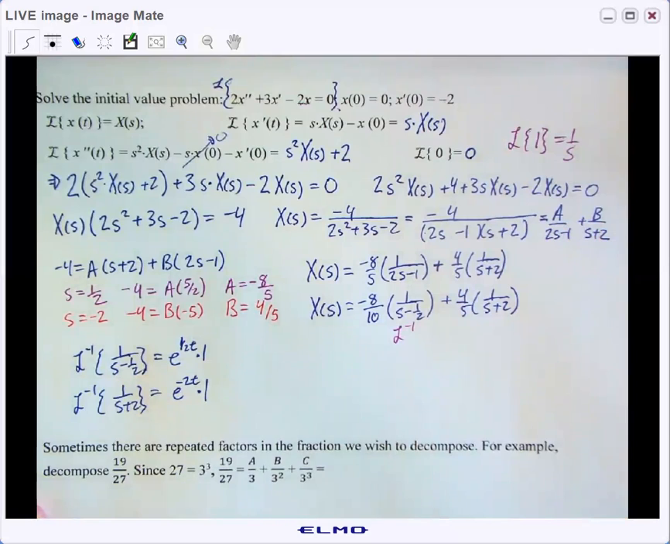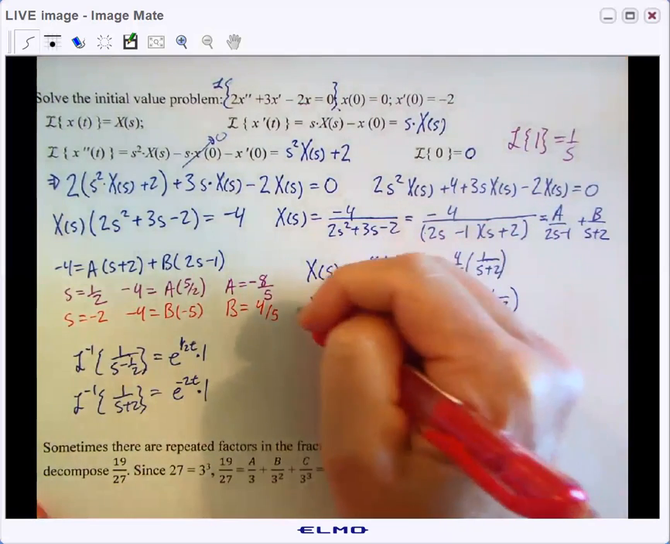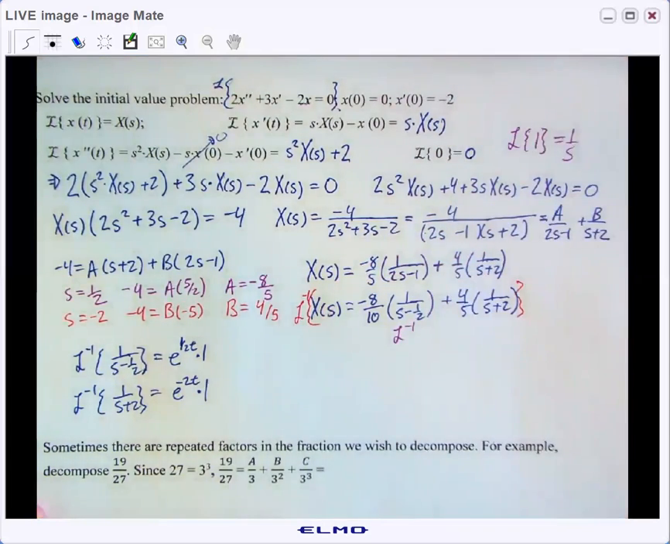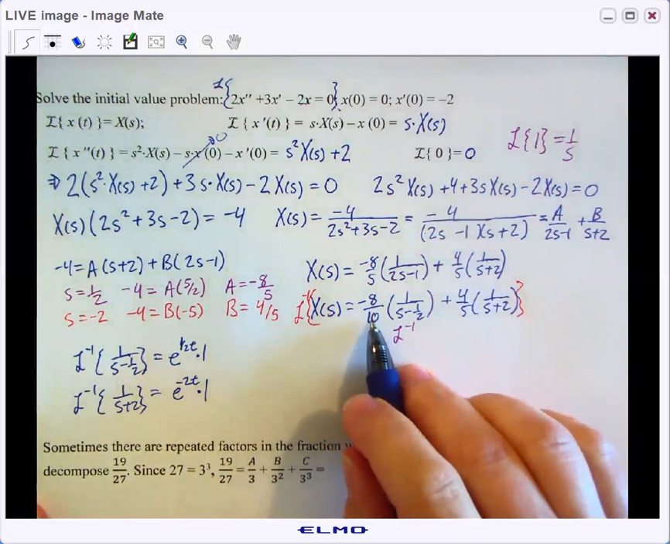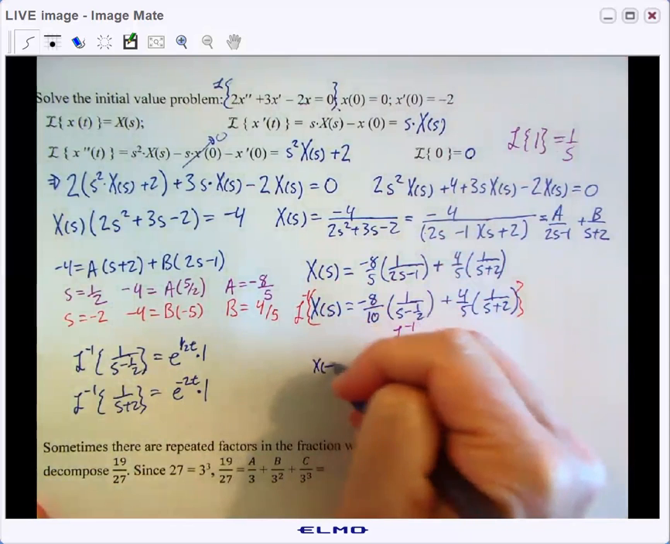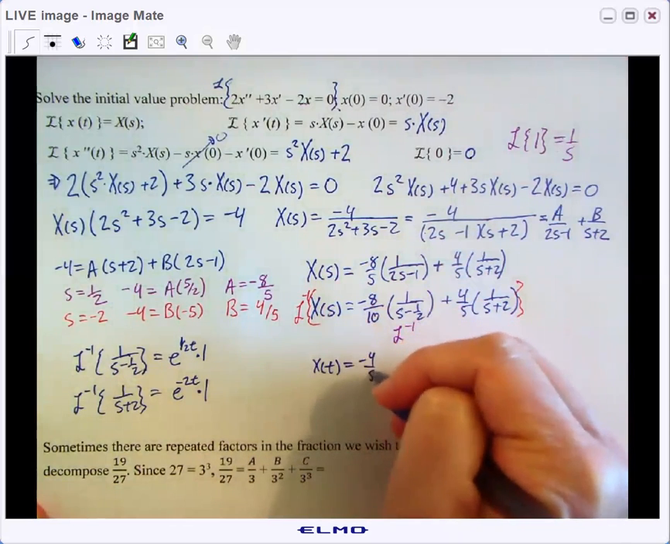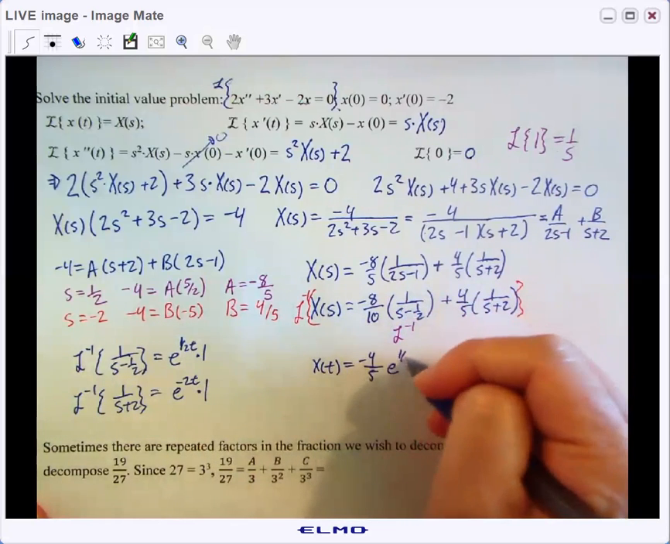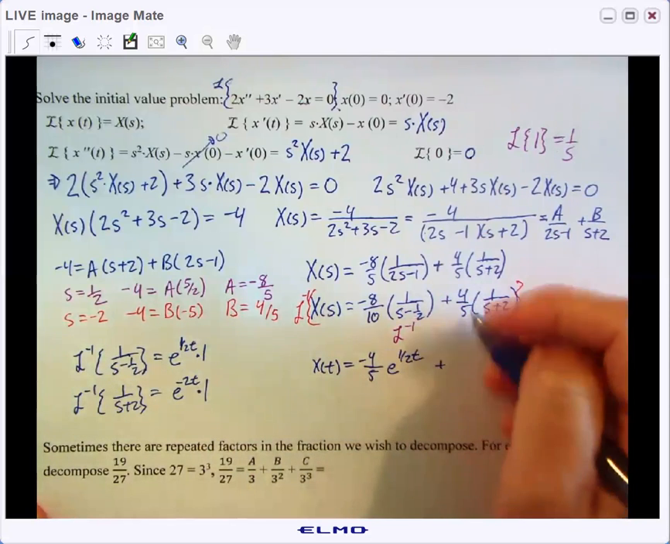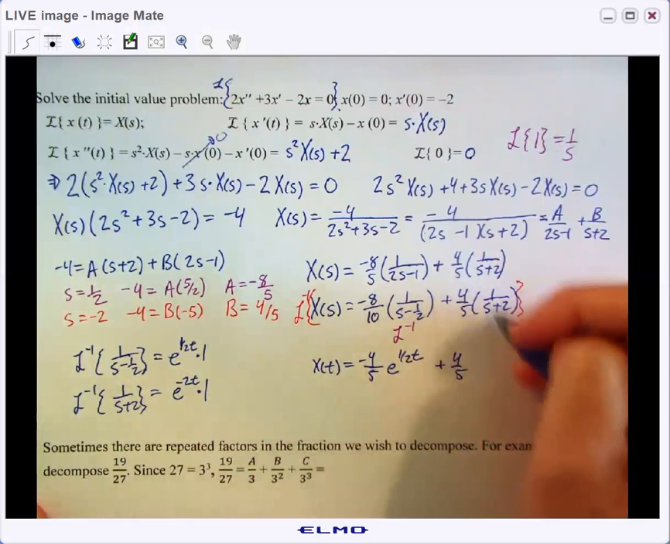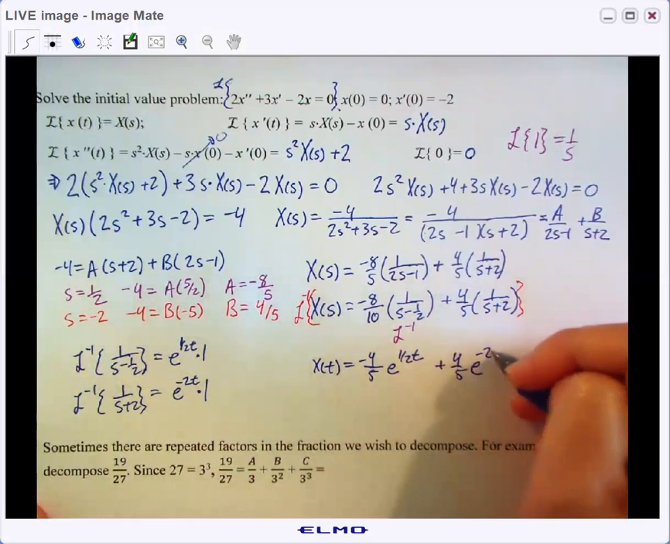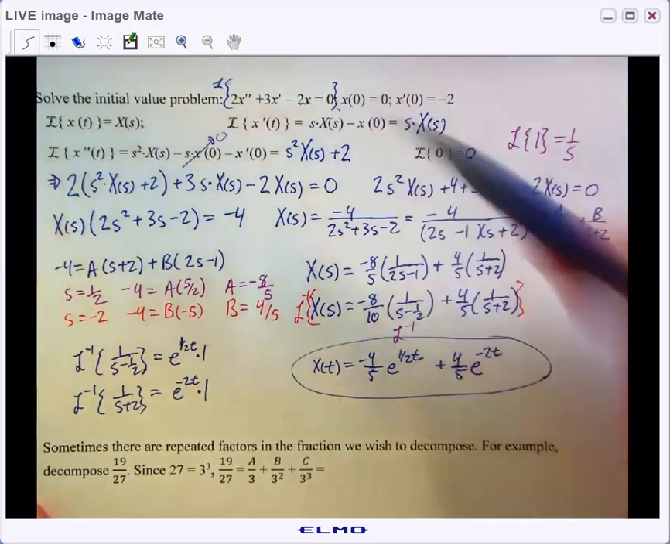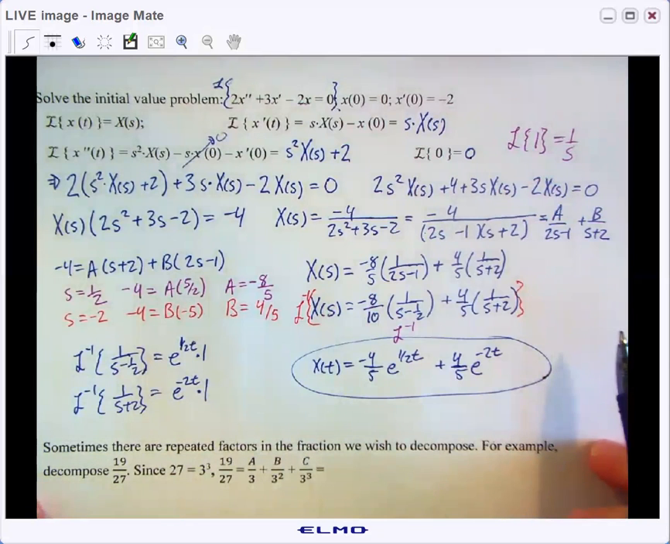Okay. And then if we do the inverse Laplace transform to the whole thing now, using the linearity of the inverse Laplace transform, we'll get -8 tenths, which is the same thing as -4/5, times this inverse Laplace transform, which is simply e to the 1/2 t, plus 4/5, and then this inverse Laplace transform is e to the -2t. And so we have solved our differential equation using our Laplace transforms.